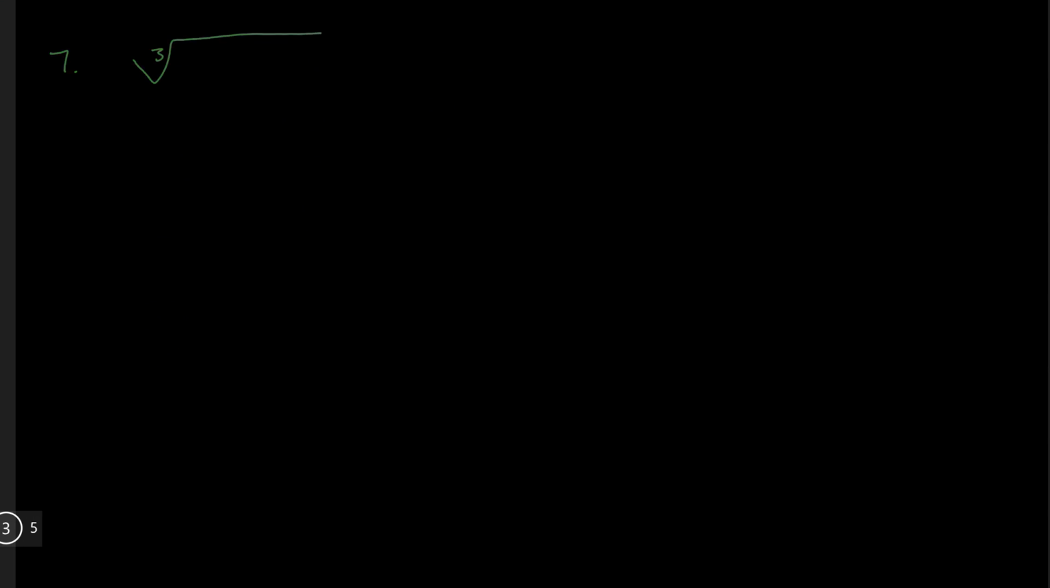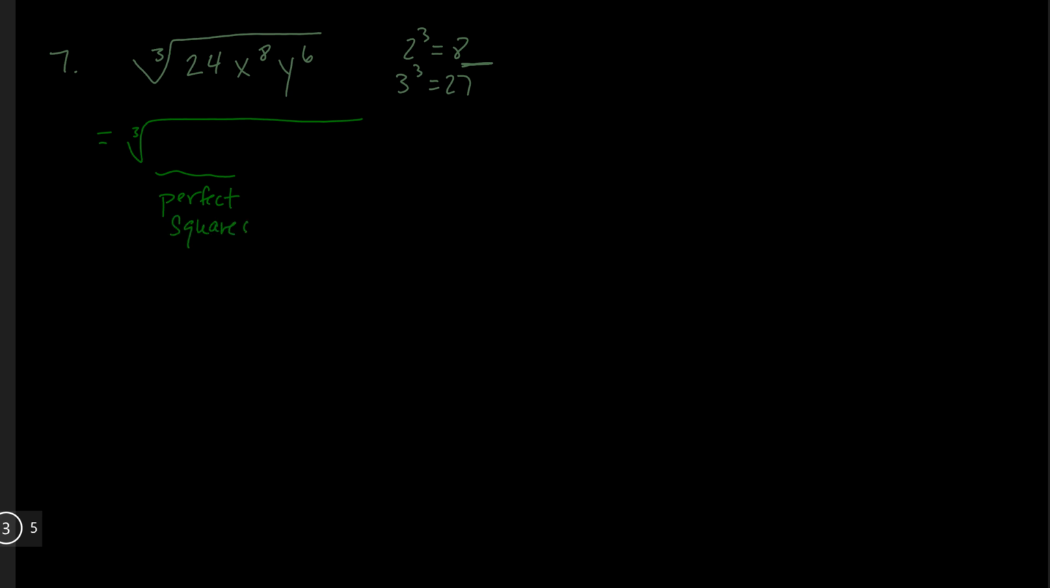Let's look at the cube root of 24x to the 8th, y to the 6th. So we have two variables here. Now, when we look at each of these, again, cube root, we know 2 cubed is 8, 3 cubed is 27. So we can see 24 is definitely not a perfect cube, but it does contain 8 as a factor. So again, we're going to break this down, and first we're going to put the perfect cubes, and then we're going to put the non-perfect cubes.